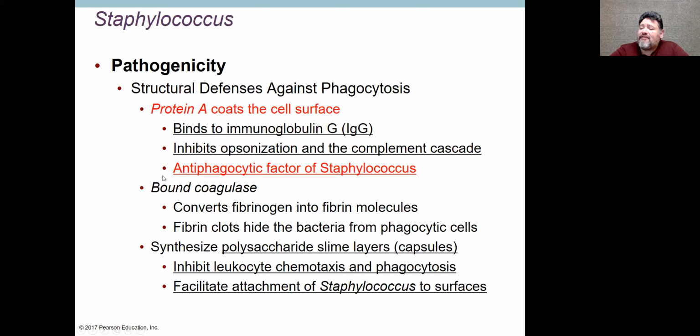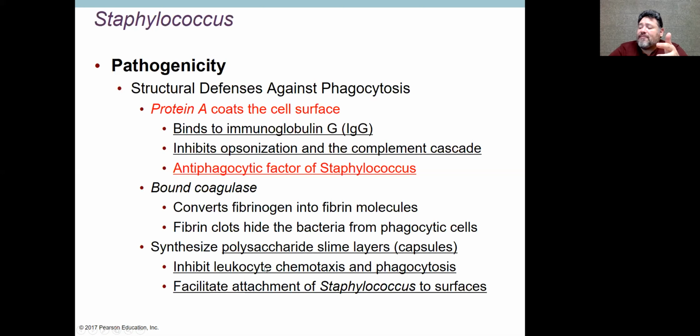What else do we have? We have bound coagulase. If you remember, the purpose of the coagulase is to make a blood clot around the pathogen, so that the innate and adaptive immune system cannot find this pathogen and be activated. So it's literally hiding it, evading the innate immune system, and consequently, the adaptive immune response. Okay, so that's significant. And then it also makes these polysaccharide slime layers.